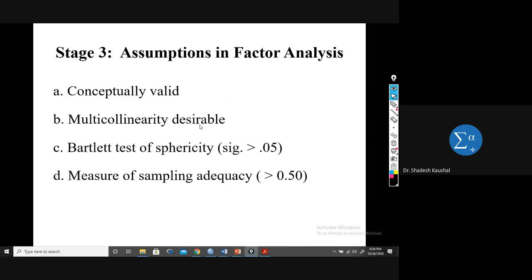Then assumptions of factor analysis. One is conceptually valid.